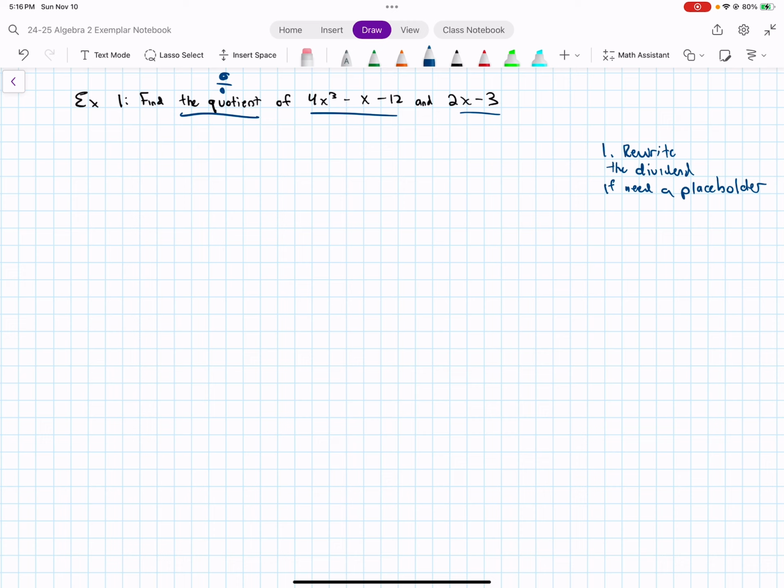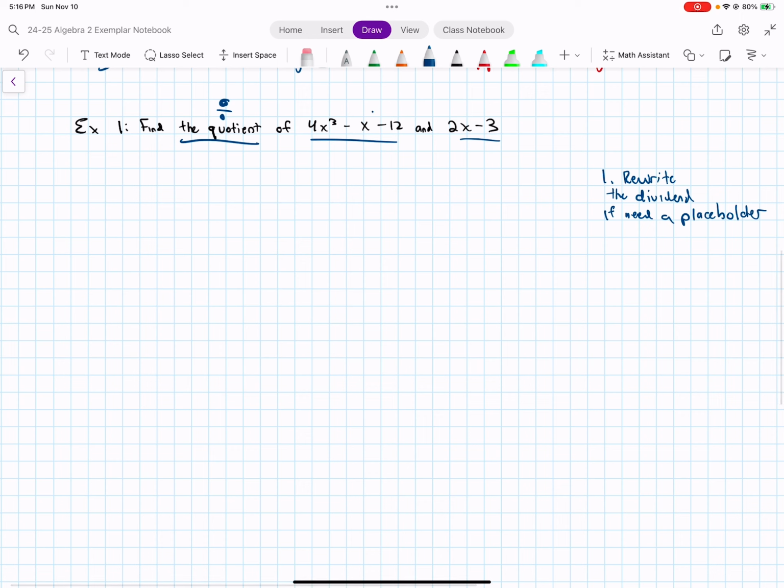So what is a placeholder? Well, we're going to look at my dividend, 4x cubed minus x minus 12. I know that the degrees have skipped x to the 2nd power, right? It goes 3 to 1. So I missed that x squared term. So when I rewrite it, it should be 4x cubed plus 0x squared minus x minus 12. Whereas 0x squared is my placeholder because now all the degrees from greatest to least go 3, 2, and 1.